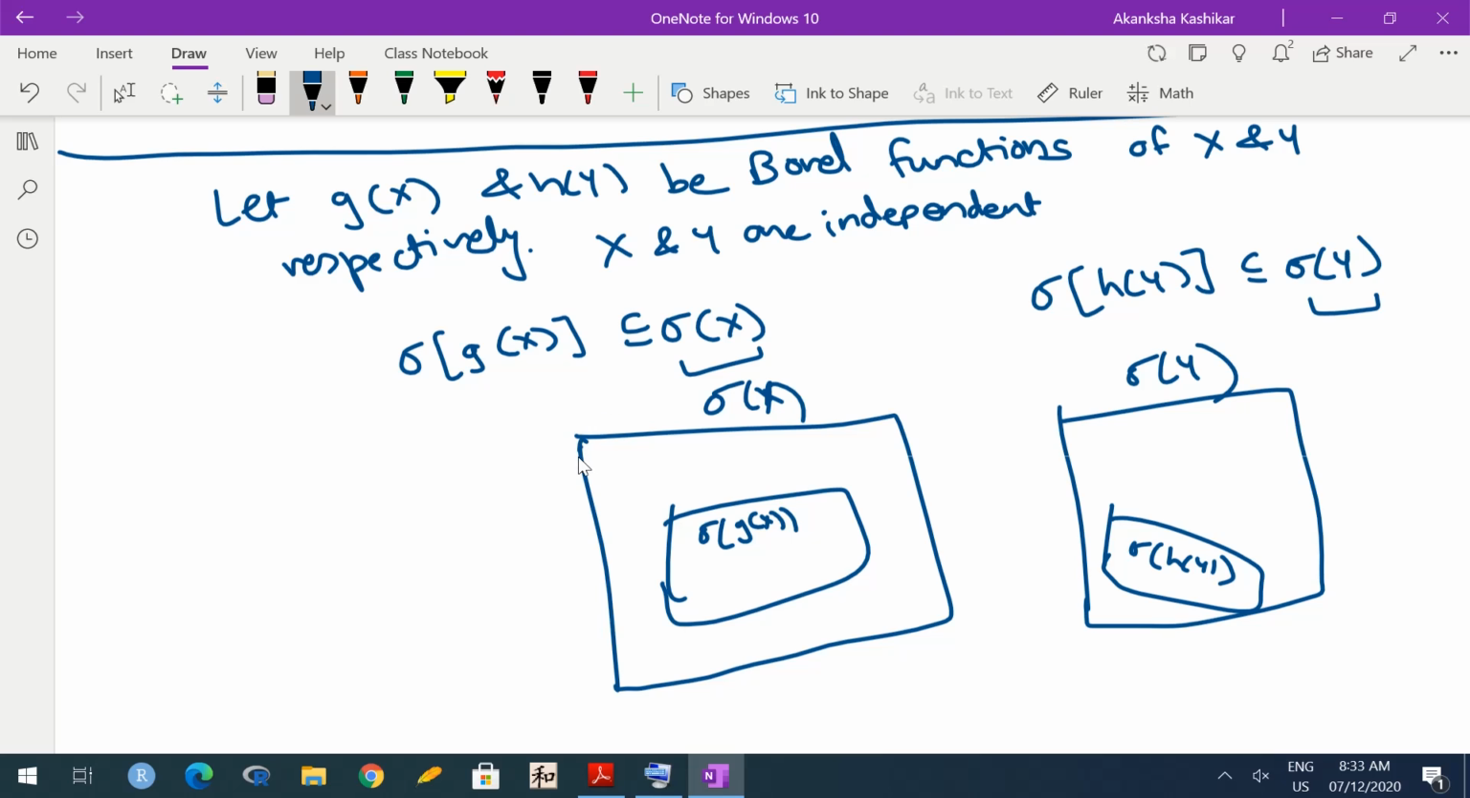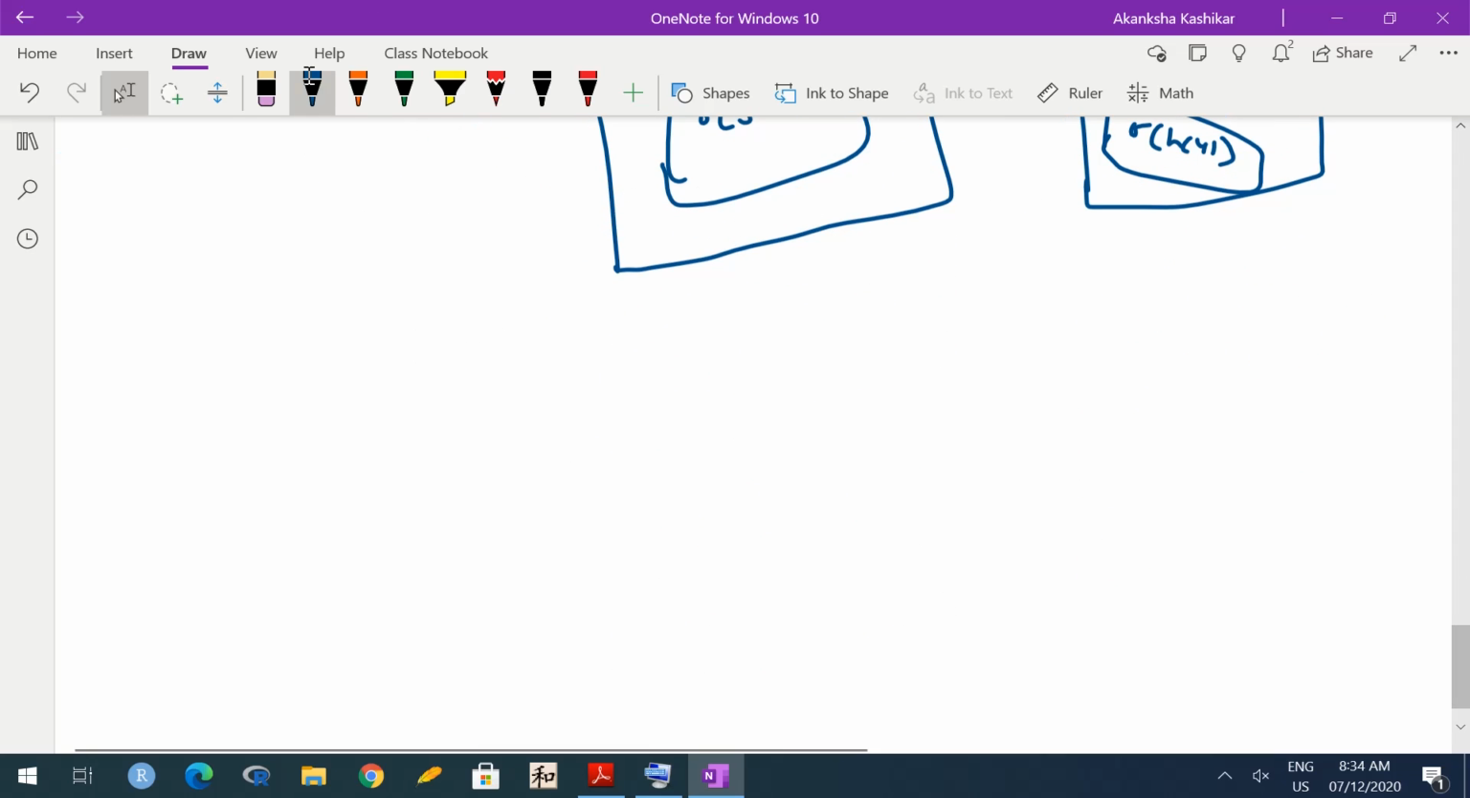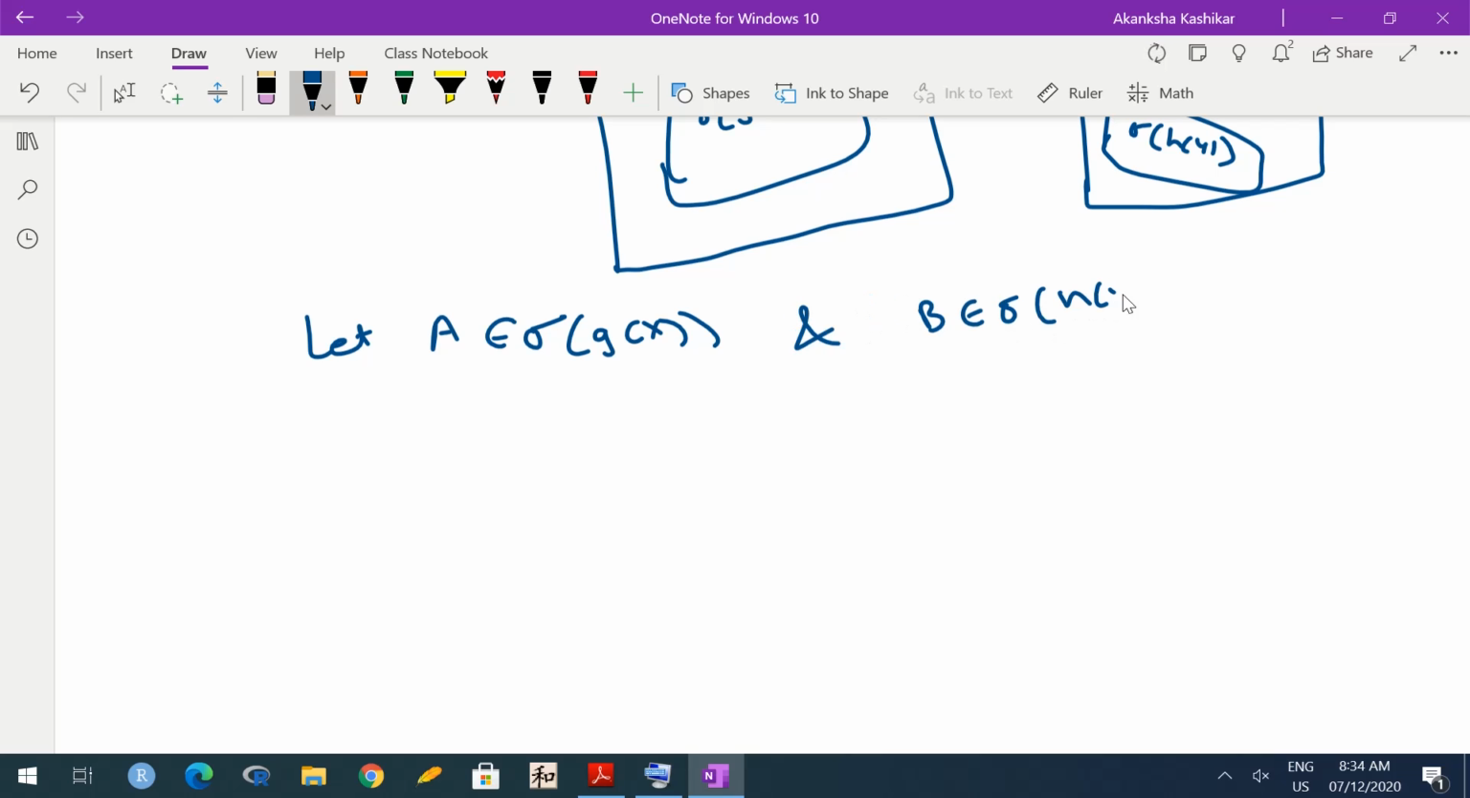What do I mean by that? It means that if I take any set from this bigger thing and any set from this bigger thing, then the probability of their intersection is the same as the product of the individual probabilities. So if it works for bigger, it's going to work for smaller. Let me take any A from sigma g(x) and B from sigma h(y). Because we know sigma g(x) is a subset of sigma x, this would imply A belongs to sigma x, correct? And similarly, B would belong to sigma y, since this is a subset of this.